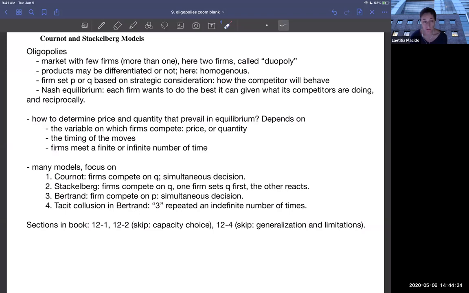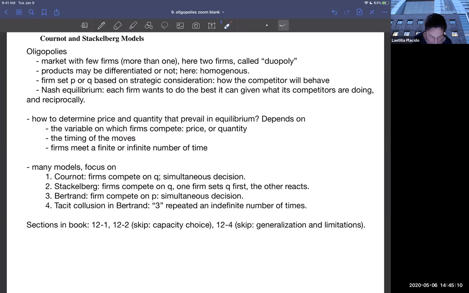As I said, there are many models of imperfect competition. In this problem set, we're going to start by studying the Cournot model. In the Cournot model, firms compete in quantity. Each firm is going to set its optimal quantity anticipating what the other firm is choosing. Given that I expect that my opponent is choosing quantity QB, I'm going to set quantity QA. In Cournot competition, the decisions are simultaneous. Both firms decide at the same time. So that's the first model we are going to cover.